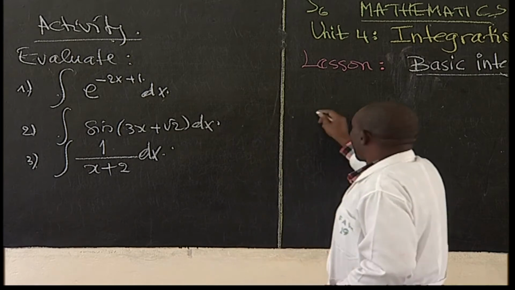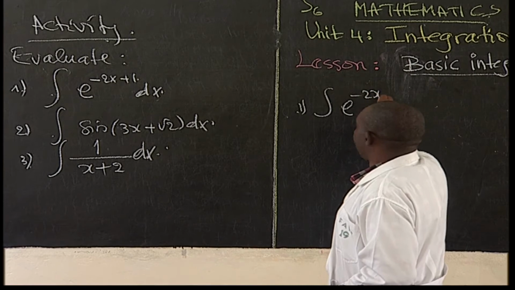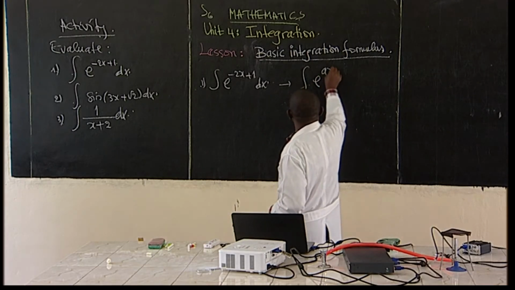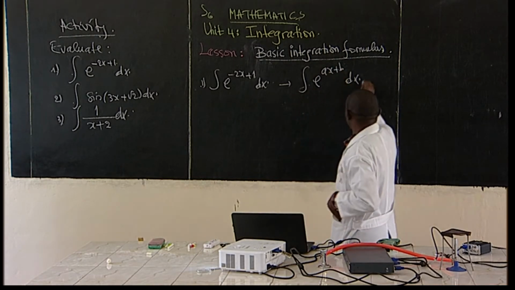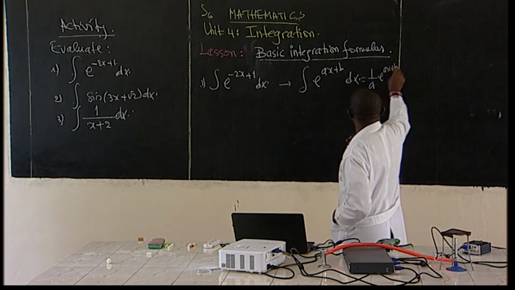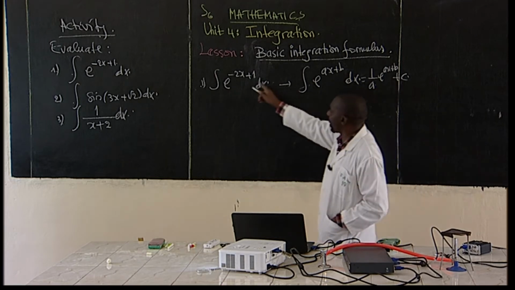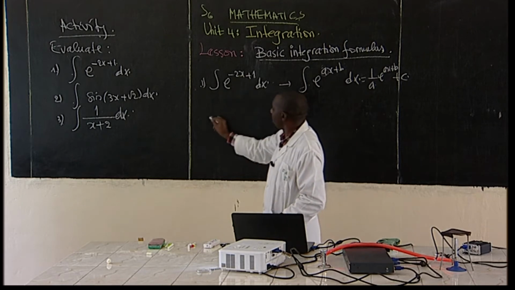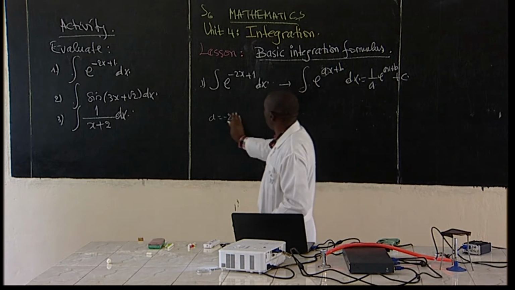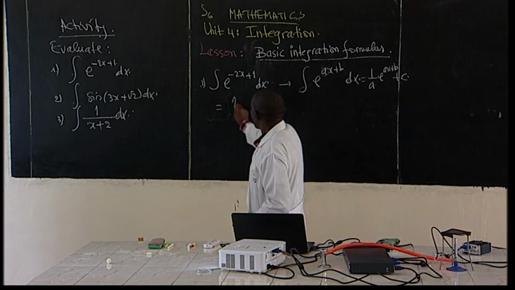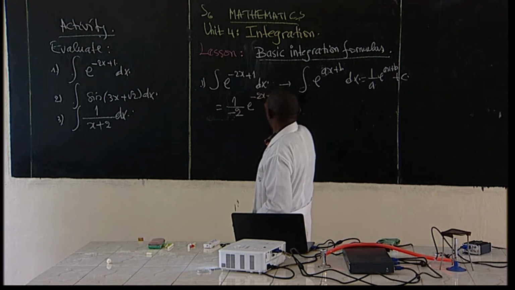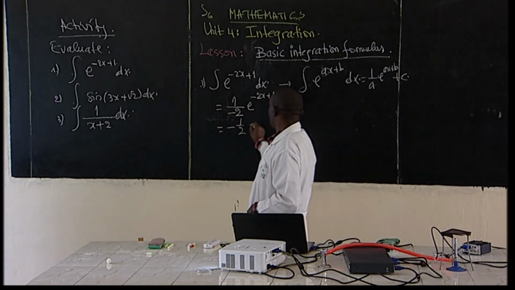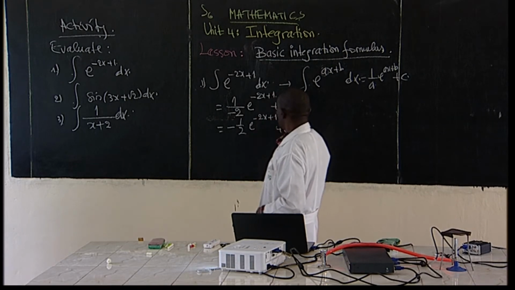We have the integral of e power negative 2x plus 1 dx. This integral looks like the integral of e power ax plus b dx. Remember, this is equal to 1 over a e power ax plus b, then plus c. So this is not different from that one. By identification, I can recognize the value of a: a is equal to minus 2. Therefore, the solution for our integral should be 1 divided by minus 2 e power negative 2x plus 1, then plus c. And you are not allowed to maintain a negative sign on the denominator, so you have negative half e power negative 2x plus 1, plus c.